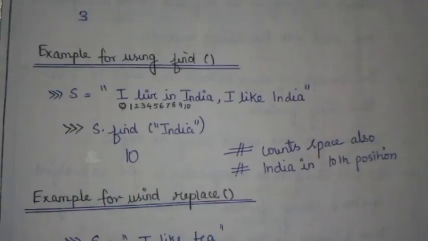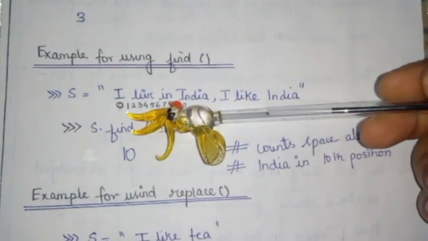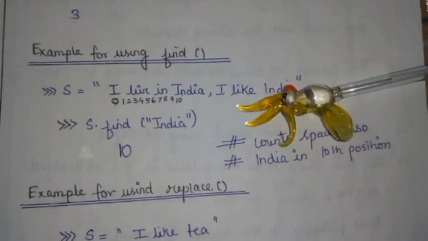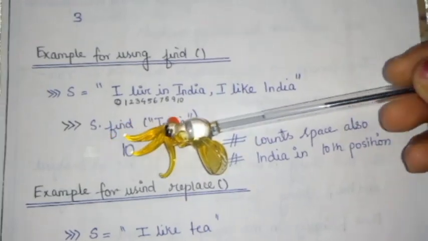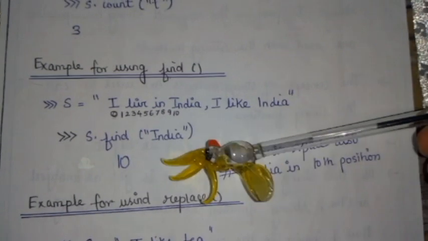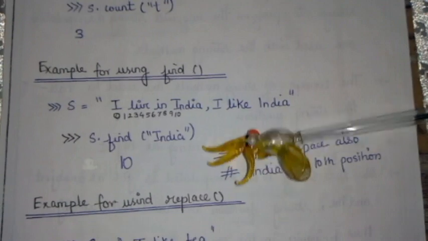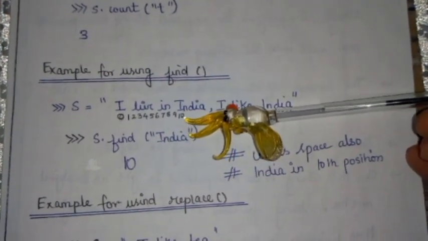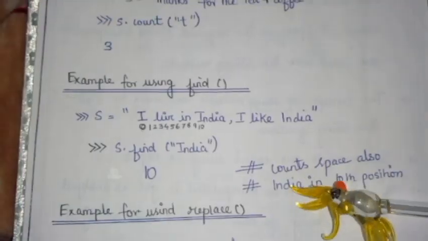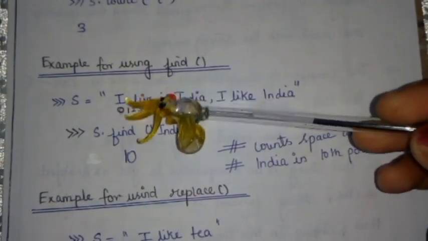Okay. Next I'm going to use the find function. So s is equal to, I'm going to assign this statement to s: I live in India. I like India. Okay. s.find India. So this function will give me the index of this India. Okay, at index 10 India starts, so it gives me 10. Count spaces also, and India is in the 10th position. Okay, this function will count the space also.